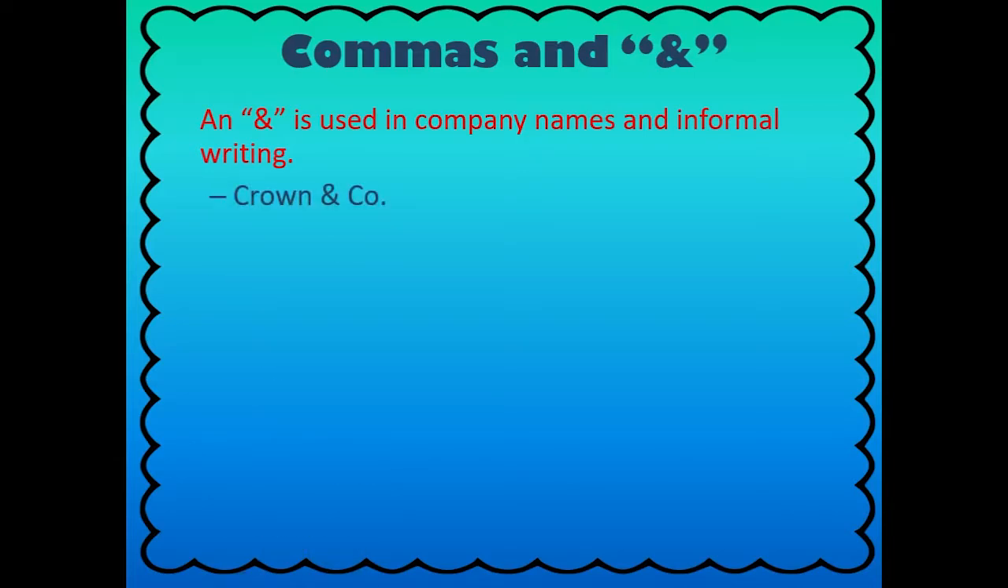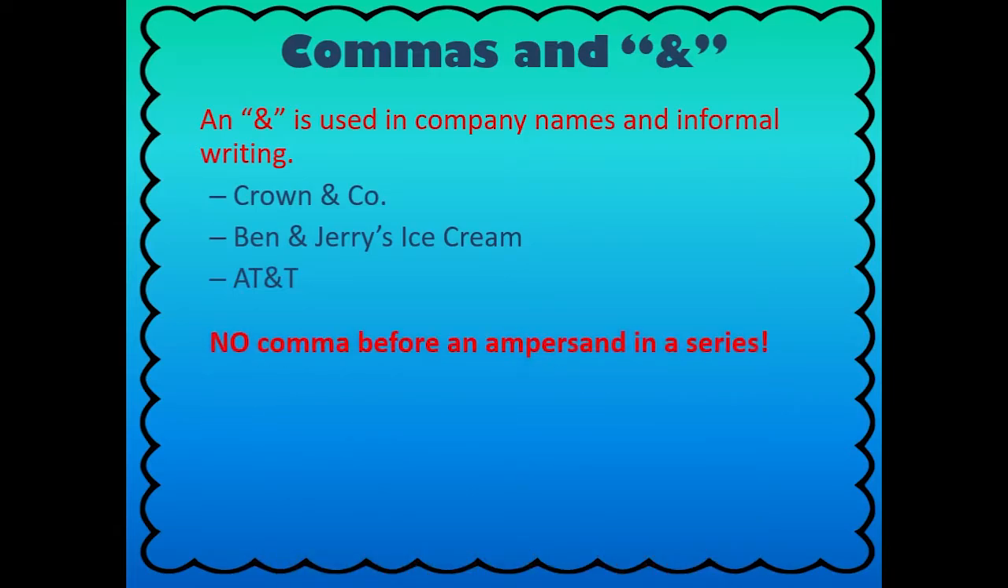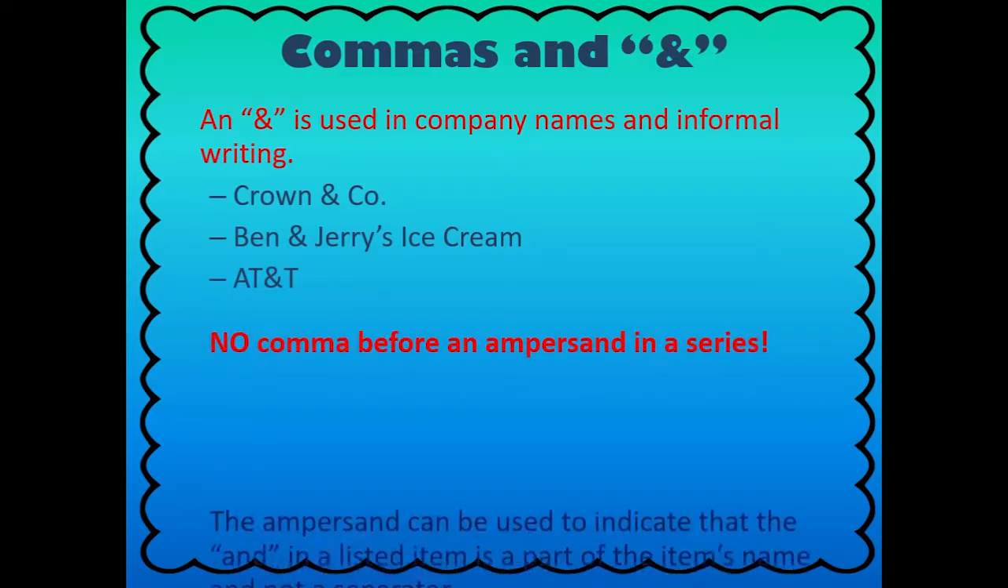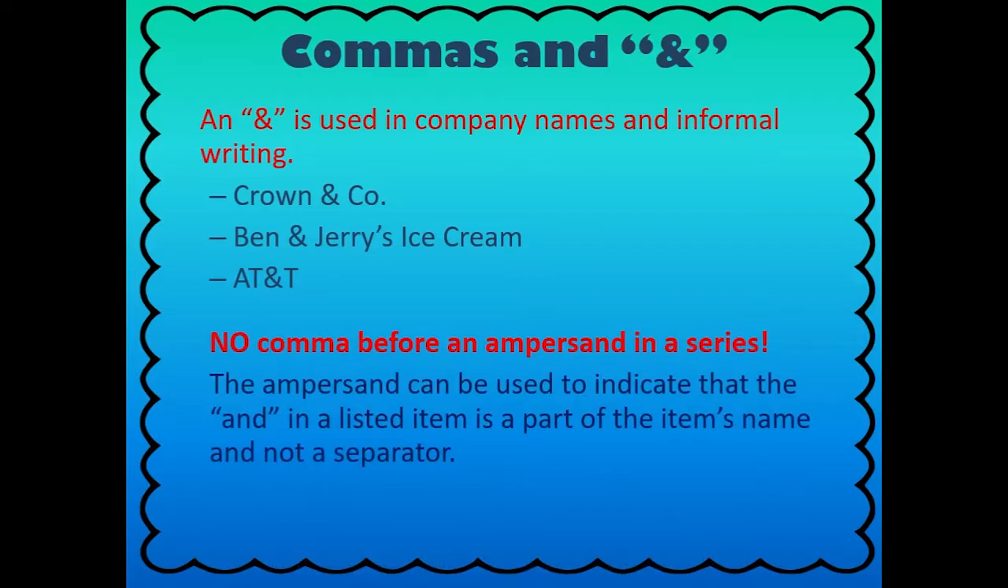So an example of using the ampersand, the and sign, and a company name is Crown & Co., Ben & Jerry's Ice Cream, or even AT&T. No comma before an ampersand in a series, and here's why. The ampersand can be used to indicate that the and in a listed item is a part of the item's name and not a separator. So it actually combines two things together to make one.